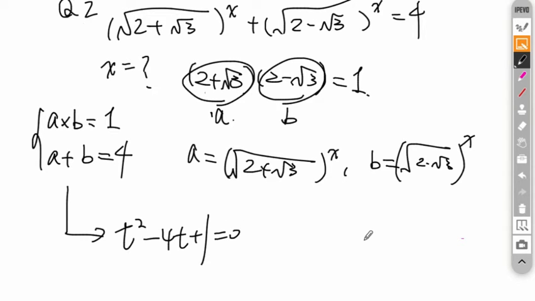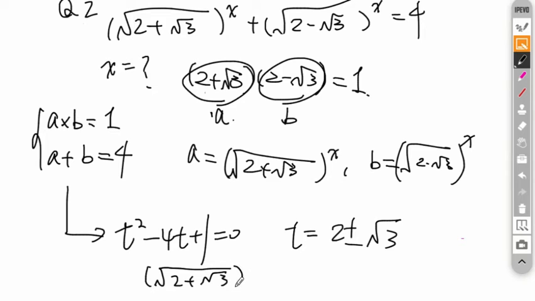And if we solve for t, t will be equal to 2 plus or minus the square root of 3. This means that the square root of 2 plus the square root of 3, raised to x, will be equal to 2 plus or minus the square root of 3. This means that x will be either equal to 2 or negative 2.